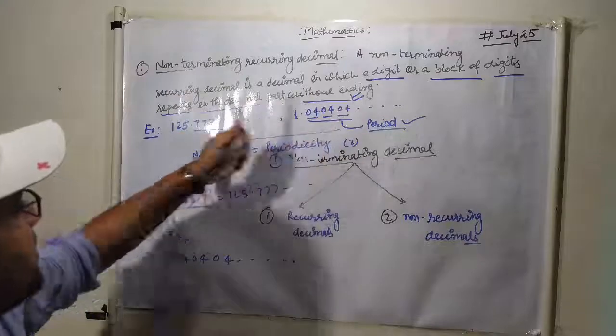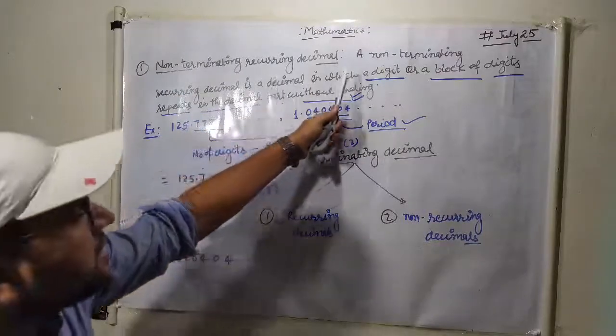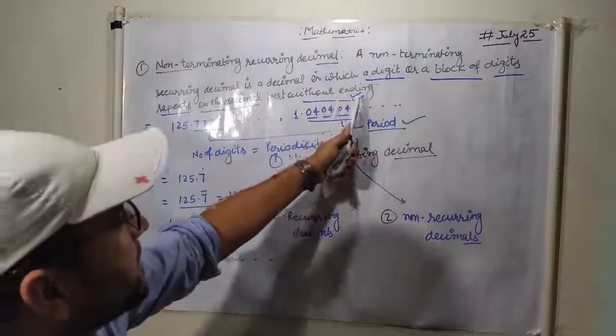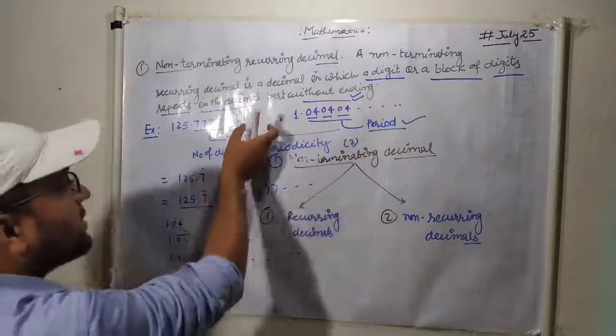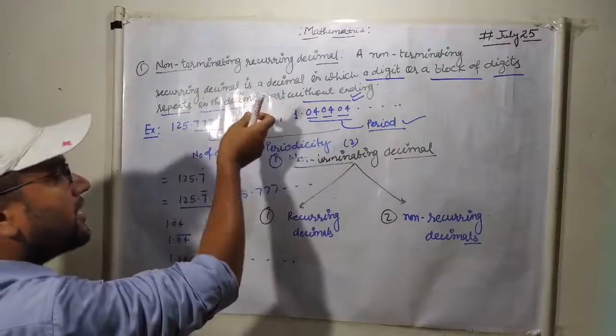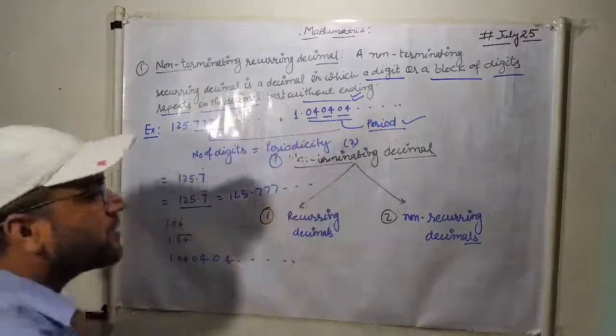A non-terminating recurring decimal is a decimal in which a digit or a block of digits repeats after the decimal point without ending. It is not going to end. It repeats after a digit or a block of digits.